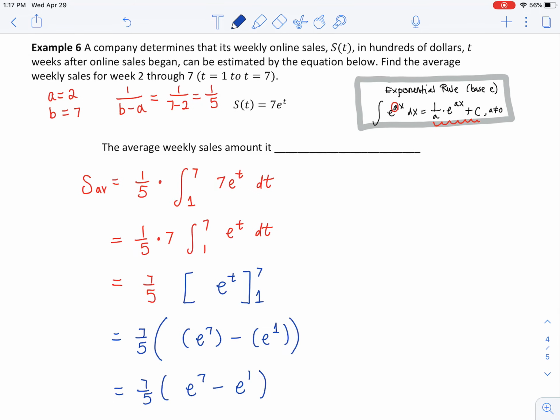Now, but then the thing is, would it be acceptable for you to report to your boss, hey, our average weekly sale was 7 over 5 times e to the 7th minus e to the first power? No, probably not. They probably want you to say, hey, just give me the dollar amount. It's okay if it's a decimal. So why don't you type this in your calculator and report it in a dollar amount in decimal, okay? So 7 over 5 times e to the 7th minus e to the first power, or just e. Okay, what did you get? You should get 1531.48.